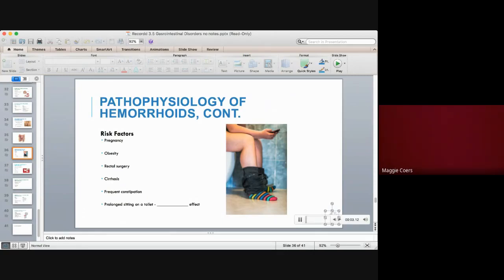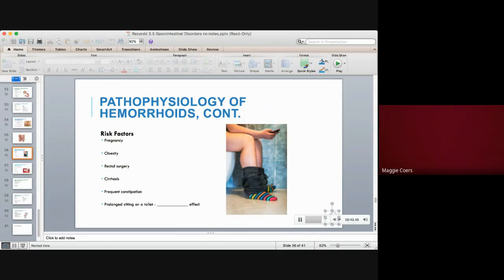So risk factors are anything that weakens the rectal wall. Like multiple pregnancies, especially vaginal pregnancies that we talked about. Cirrhosis causes blood to back up from the liver through the GI tract and into the venous system, like the esophagus, the stomach, the spleen, the intestines, and the hemorrhoids. So cirrhosis can be a risk factor. Any rectal surgery can also weaken the sphincter wall and cause hemorrhoids. Obesity we talked about. Frequent constipation and straining with constipation can cause hemorrhoids.